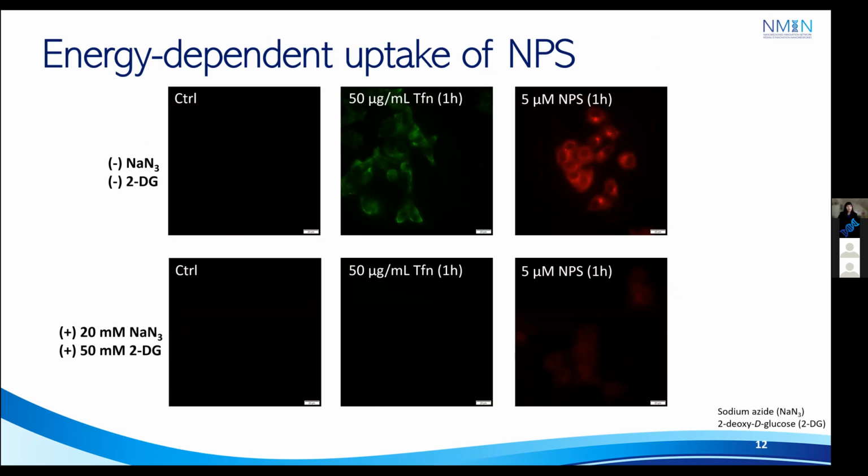Now, this was also further confirmed using sodium azide and 2-deoxy-D-glucose to create ATP-depleted cell conditions. As you can see, in cells that were pre-incubated and co-incubated with sodium azide and 2-DG, there was a significant reduction in the fluorescence signal of NPS. This suggests that the rapid uptake of this particle is accomplished through an active, ATP-dependent transport pathway.